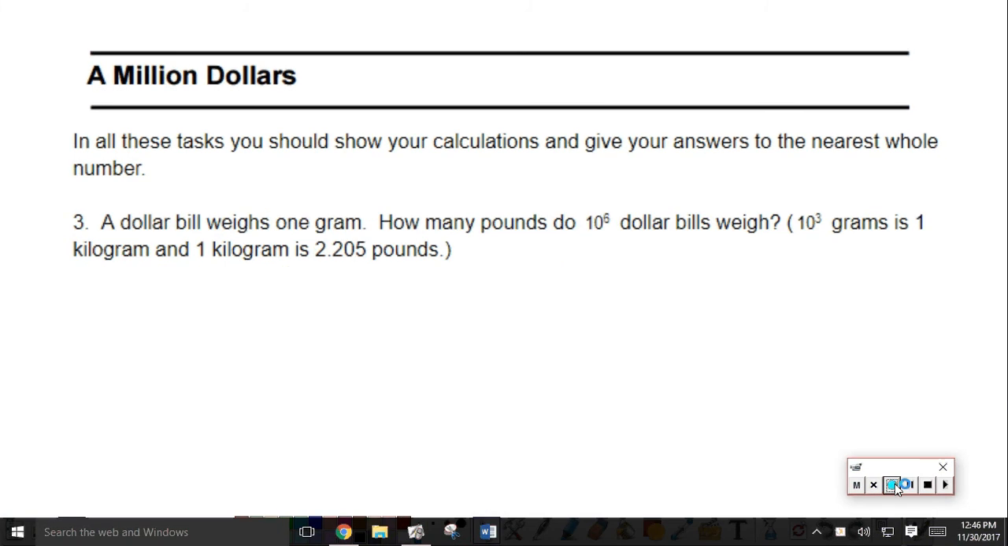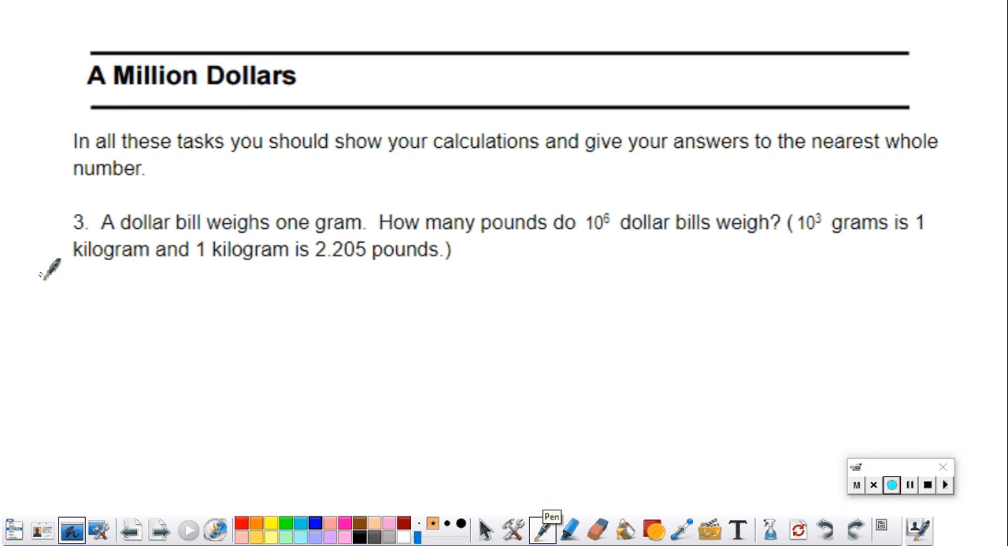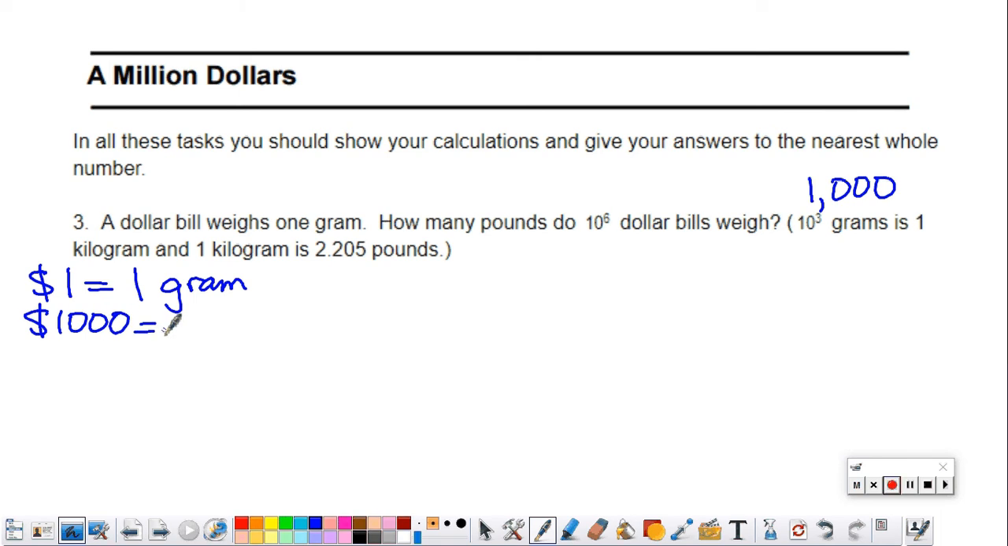Okay, a dollar bill weighs 1 gram. How many pounds do $1 million bills weigh? Okay, so I'm going to write this down. $1 weighs 1 gram. 10 to the third is how many? 10 to the third is what? 1,000. Okay, 1,000 grams is 1 kilogram. 1 kilogram is 2-ish pounds. So that means $1,000 is how many pounds? 2.205 pounds, right?